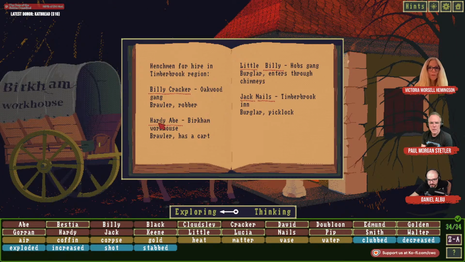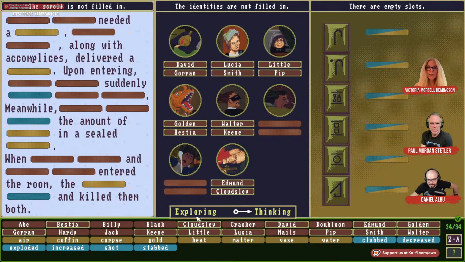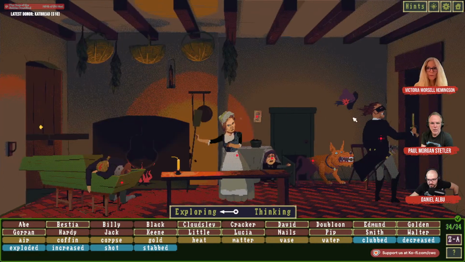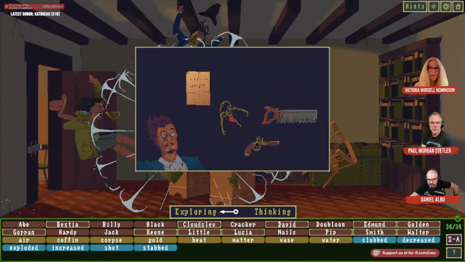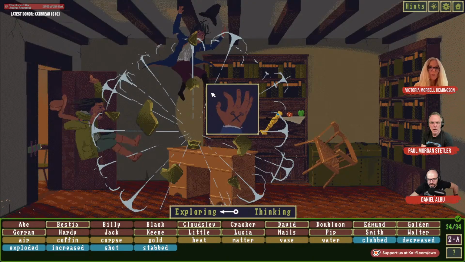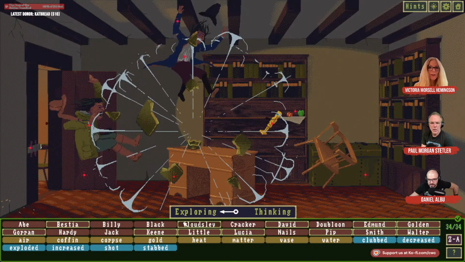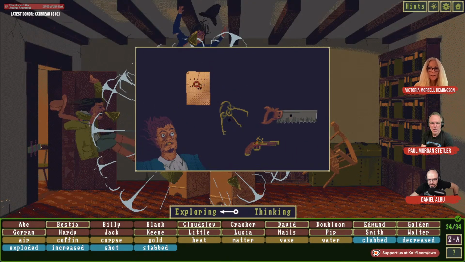So we have Hardy Abe, Billy Cracker. Oh, they're both brawlers. So we have Jack Nails. Oh, it's probably Hardy Abe because there's a cart out here. It's Hardy Abe and Jack Nails. Didn't one of them have a tattoo with nails? Which one had the nail tattoo? Oh, yeah, right. Well played, Tori. So I think this guy with a lock at the nails. Yeah, that's the nail.